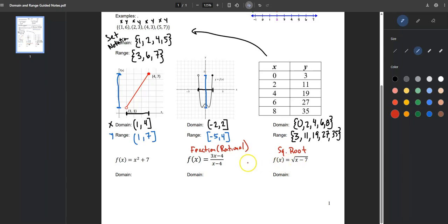So there's going to be restrictions on any of those two. Everything else, the domain goes all the way to the left and all the way to the right.